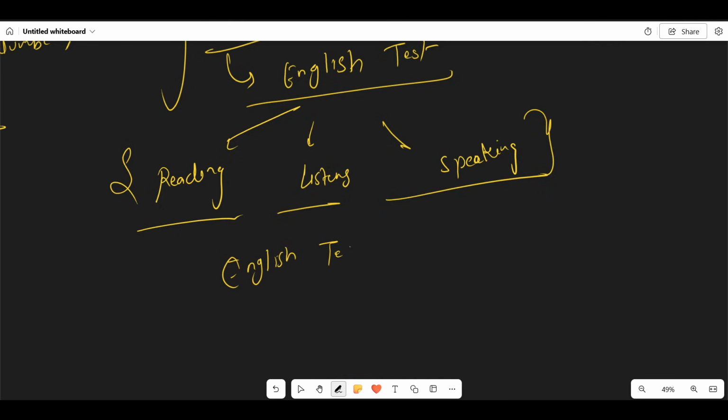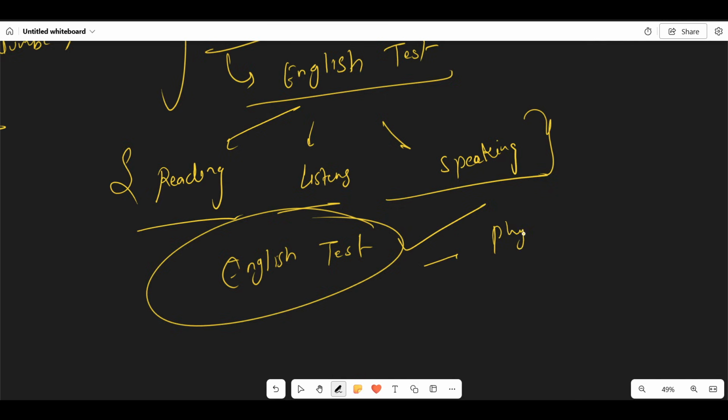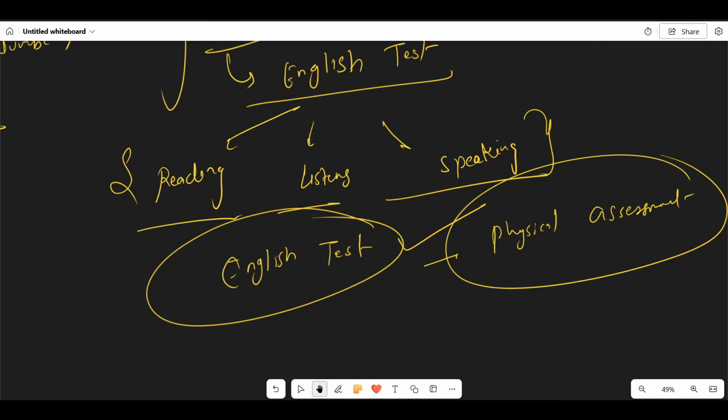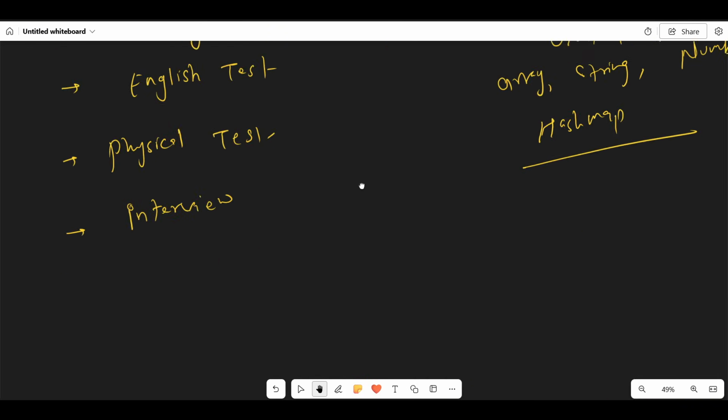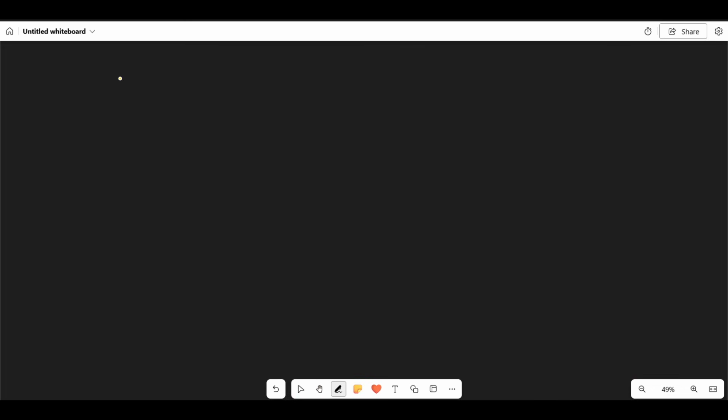And this step is also very crucial because in IBM it is important that you score good in the English test, because many candidates after the English test do not get the physical assessment mail. So the physical assessment is also very important, which they are conducting currently. Basically for 2 days they are conducting the physical assessment. After this whole process, they will shortlist you for the physical assessment.